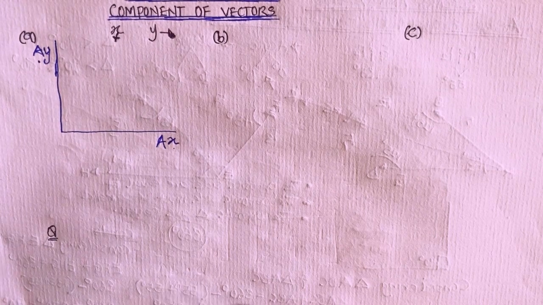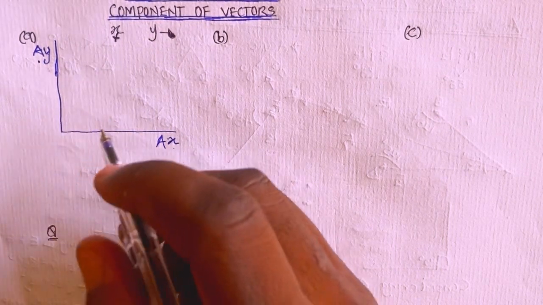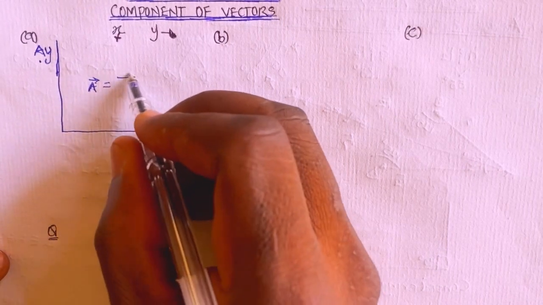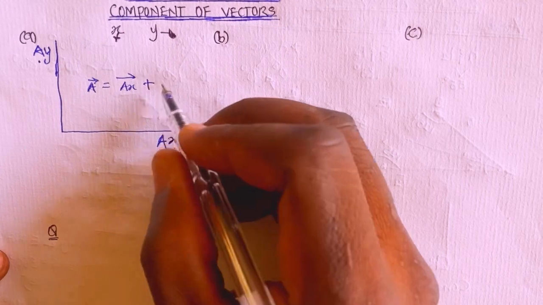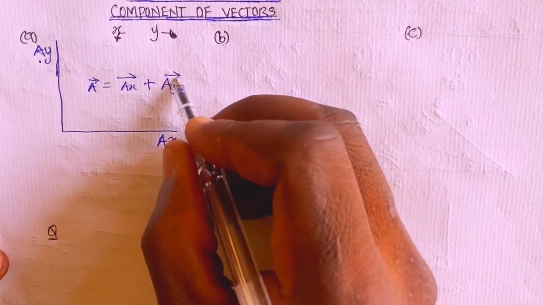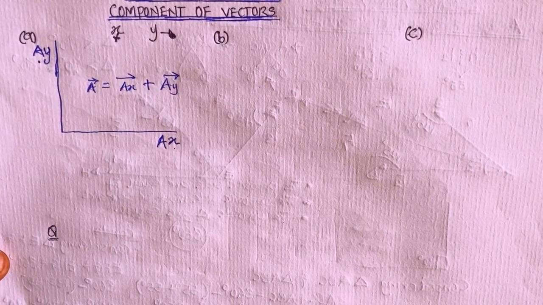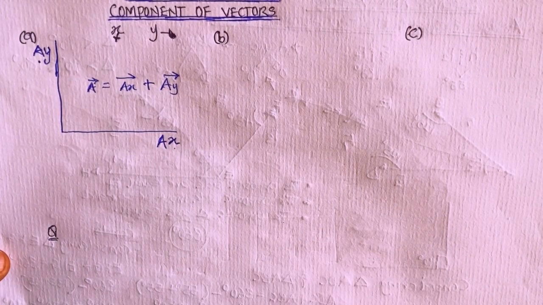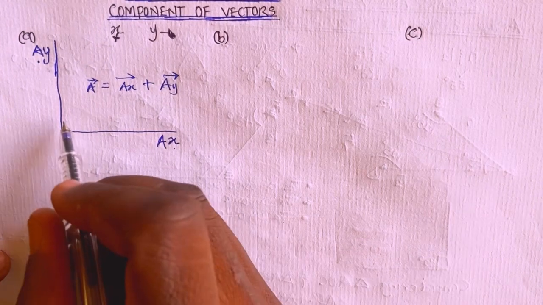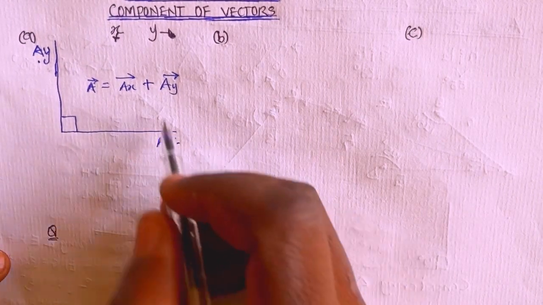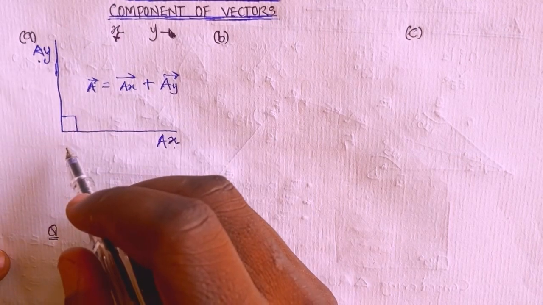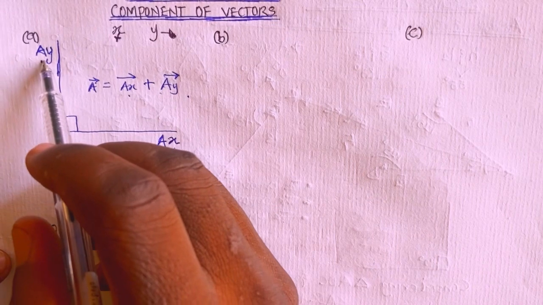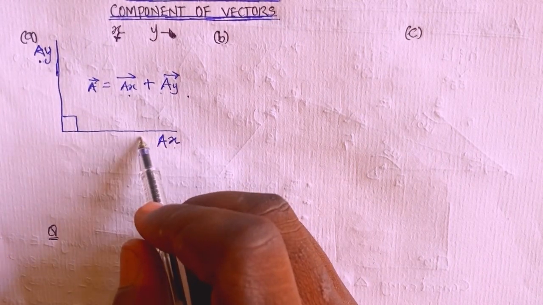So to calculate the component of a vector in this case, we are going to have the vector A be equal to vector AX component plus AY component, right? So it means that whenever we have two components of vector, which is x and y, acting at an angle of 90 degrees to each other, the resolution of the vector is going to be AX plus AY. That is the sum of both the x and also the y components.